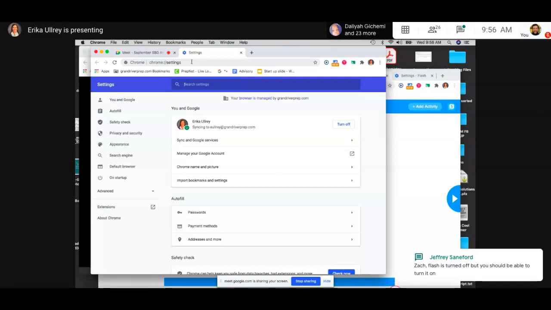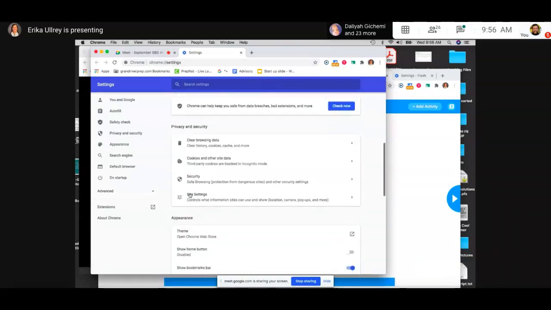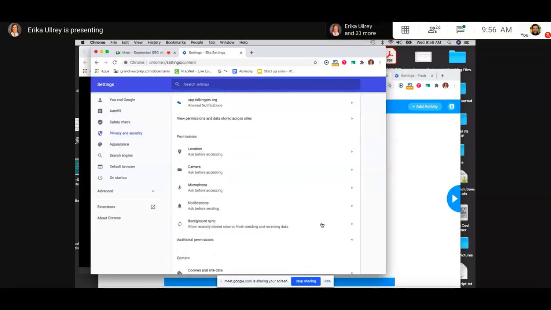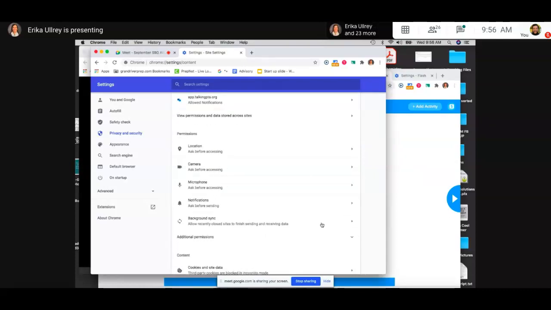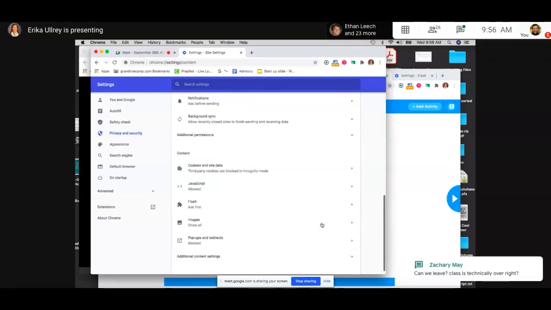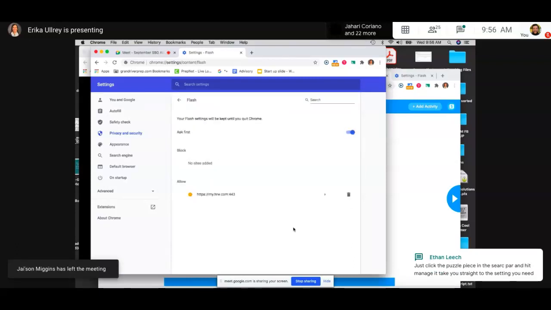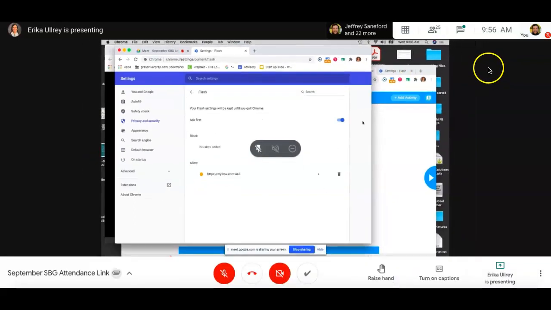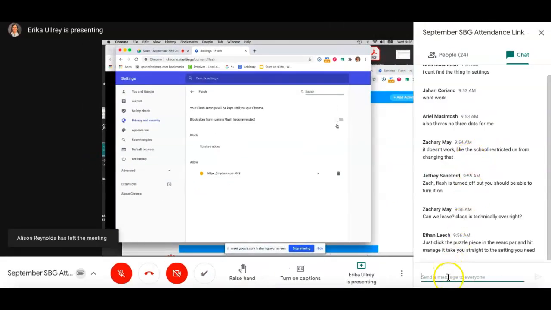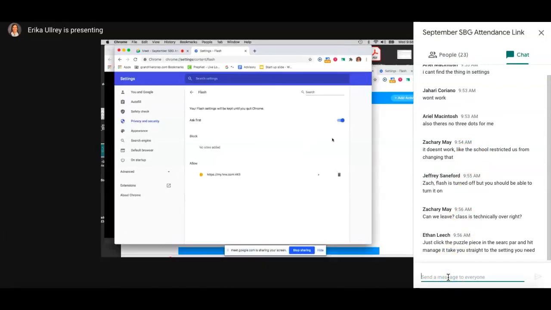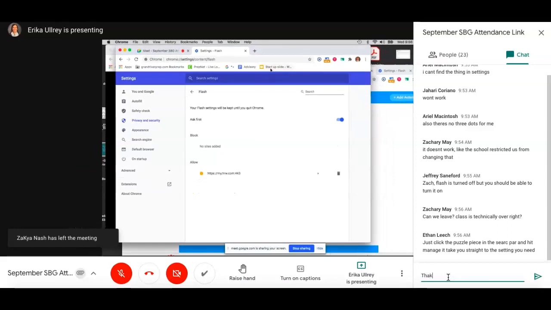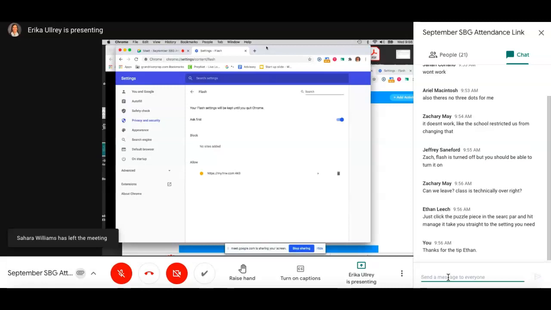Okay. There you go. And then scroll down to where it says site settings, and click on the triangle there. Yeah. Okay, and then scroll down to where you see the word flash. And click on the triangle. And then there's a little thing that says Ask First. And there's a little toggle right there. Yours is probably off. If you click on it, it turns blue. Okay, now go back out to the website. Click on the puzzle piece. Oh, it worked. Okay. There you go.